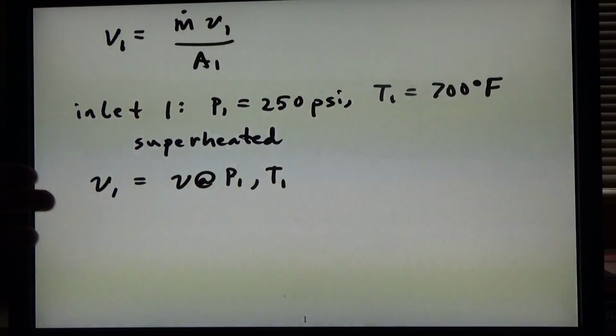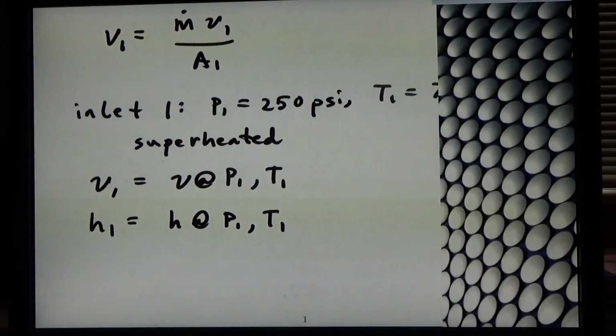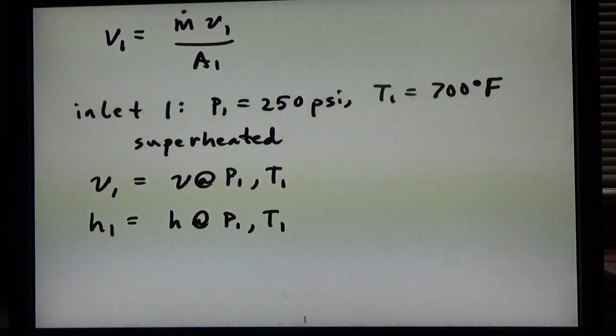Another good idea, since we're already looking up specific volume, we know that with the chapter 4 problems we're going to be also applying the energy balance, and energy balance has specific enthalpy as part of that equation. So why don't we go ahead and look up the specific enthalpy as we turn to the tables for specific volume. That'll save us a little bit of time going back and forth between the tables. So we're going to look up specific volume and enthalpy at 250 psi and 700 Fahrenheit.